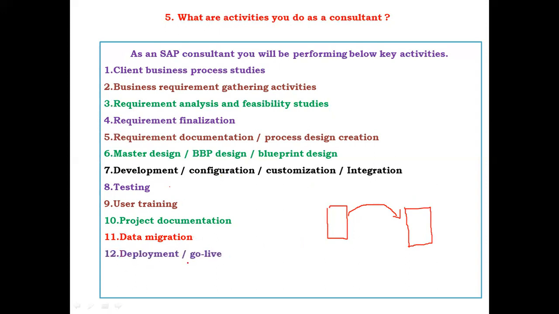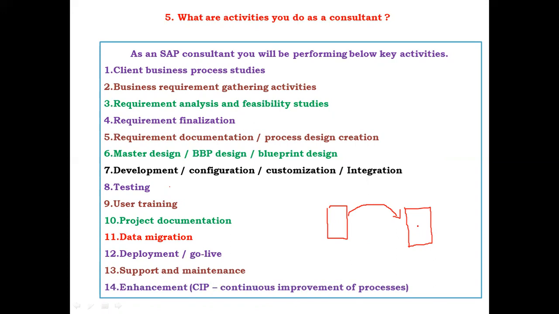Next, deployment or go live. It means stopping all the activities of the client and moving from the legacy system to the SAP system for a period of 1 week or 10 days. So we call it deployment or go live. After the go live, next should be support and maintenance. If the client is facing any errors or issues, we can go for the enhancement. That is continuous improvement of the process.